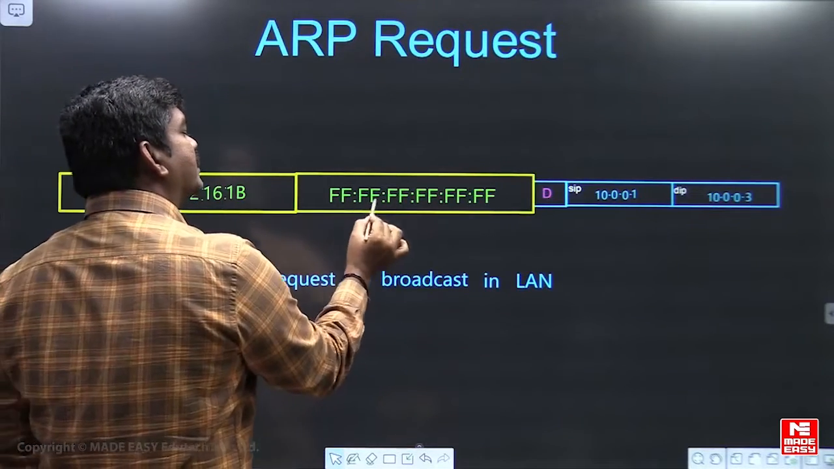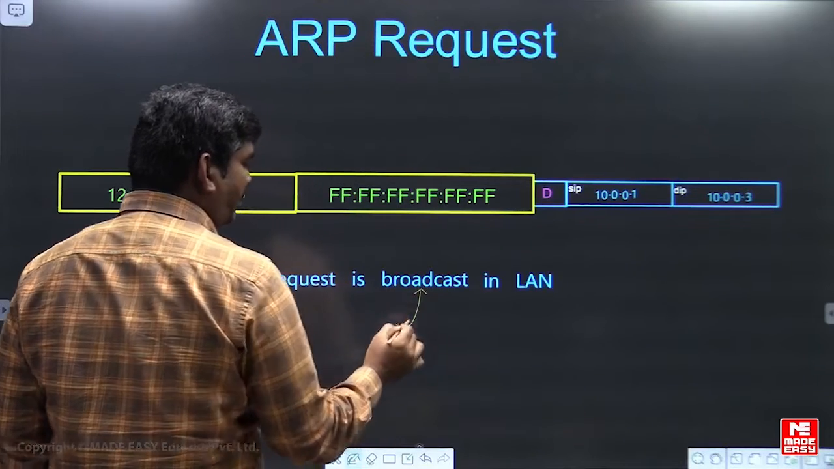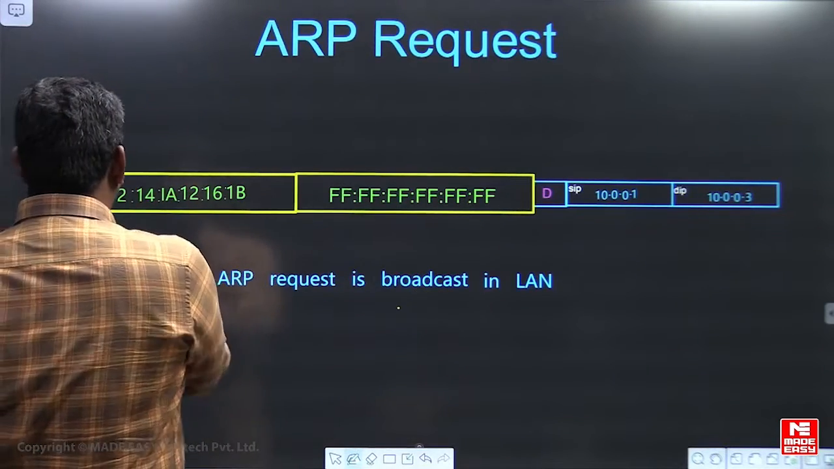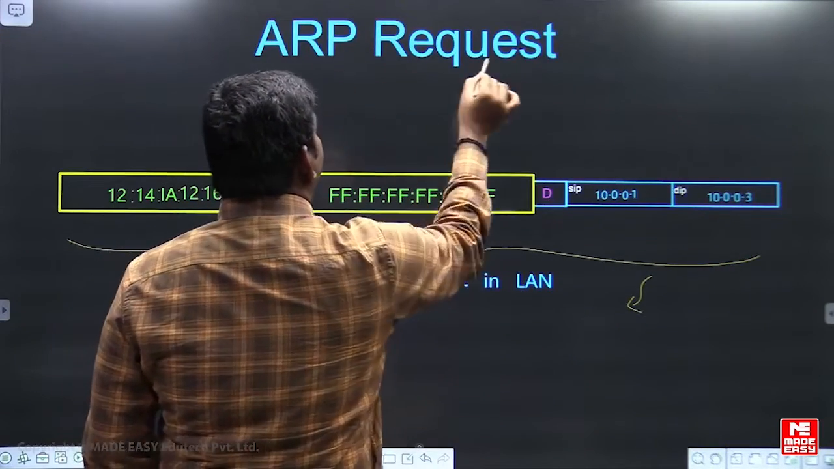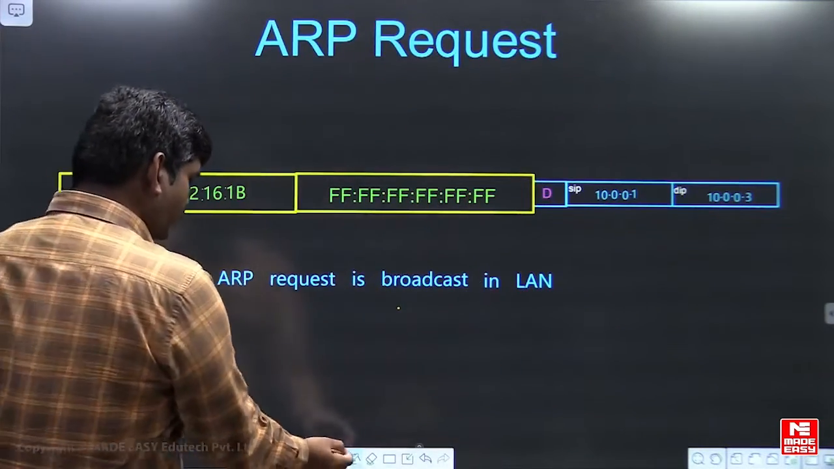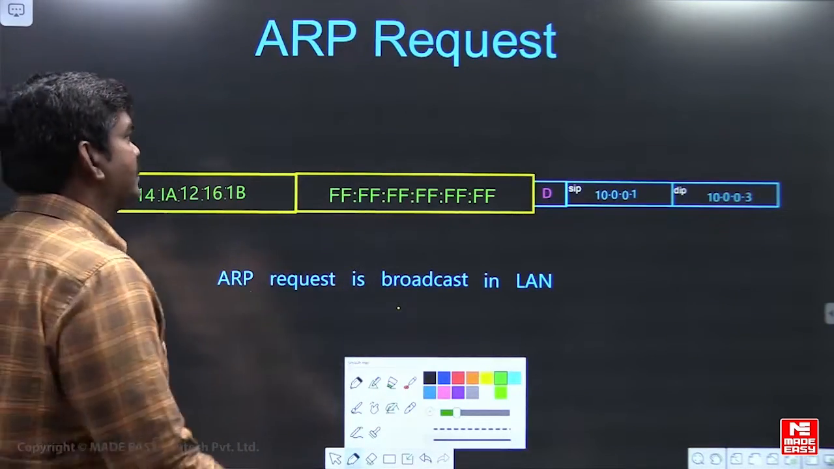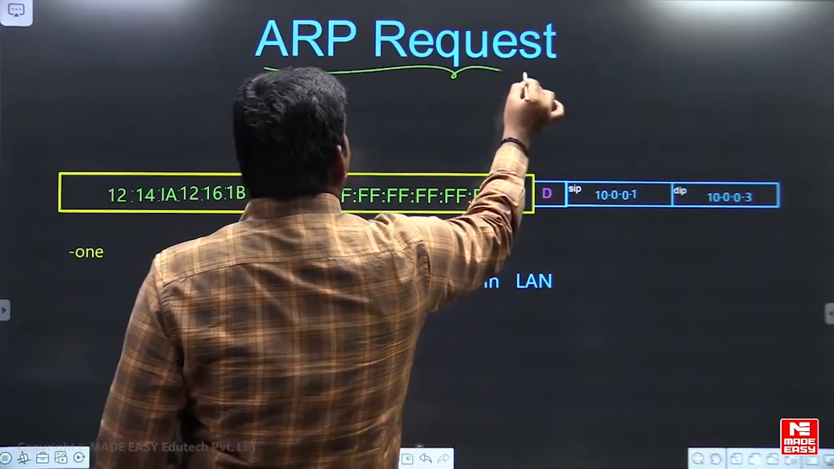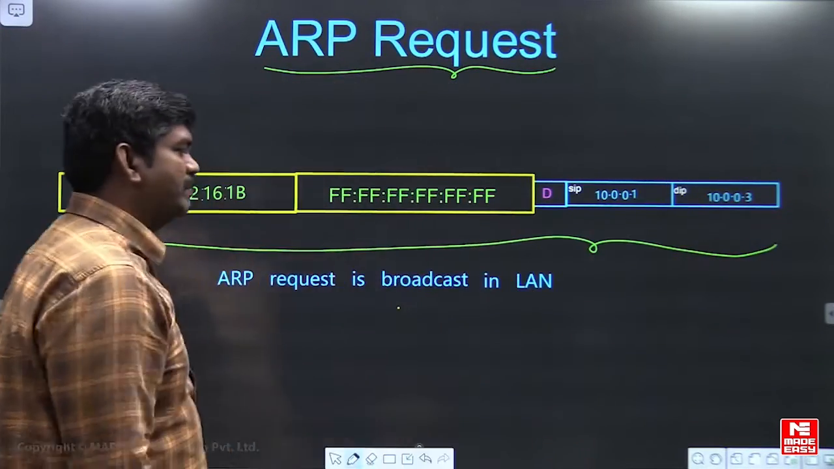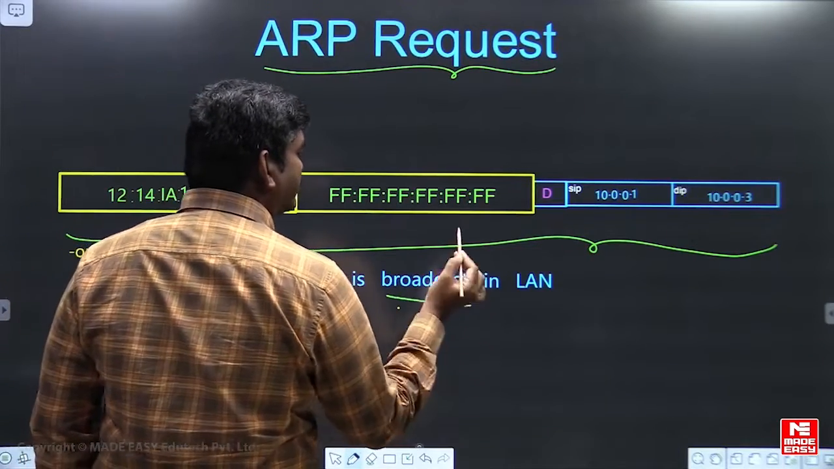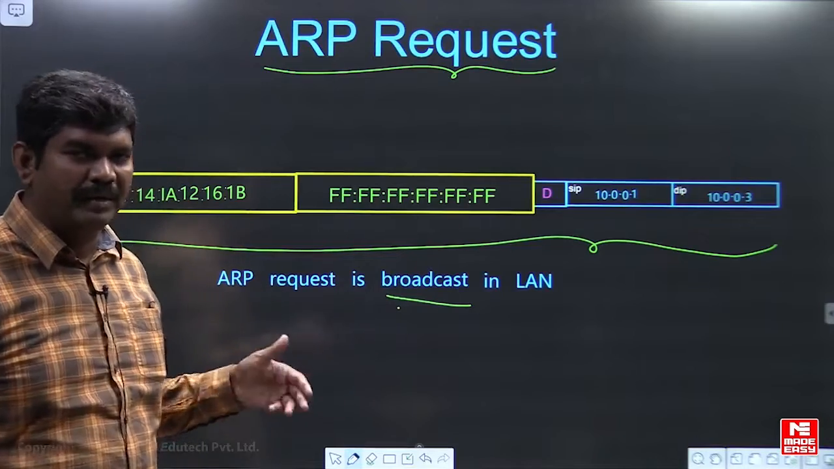You can observe that the destination MAC address here is broadcast. The entire packet, from here to here, you can call the ARP request packet. This was a question in one of the GATE exams, where they asked what this ARP request packet would be. From here to here, this entire thing is called the ARP request packet. It is broadcast. So once it is broadcasted, where will it go? It will go to all the stations.